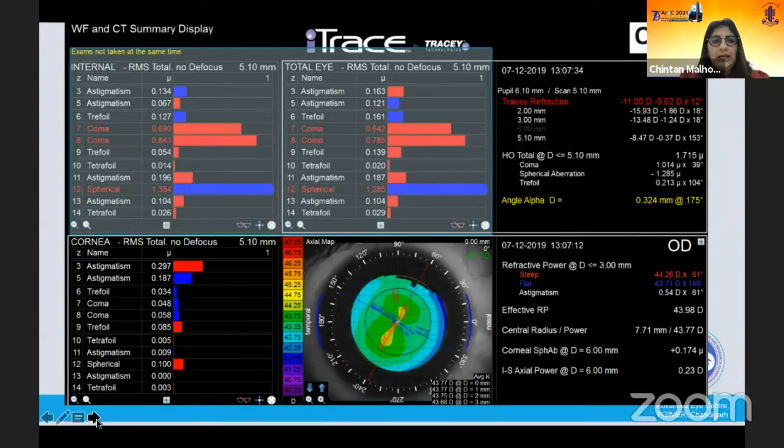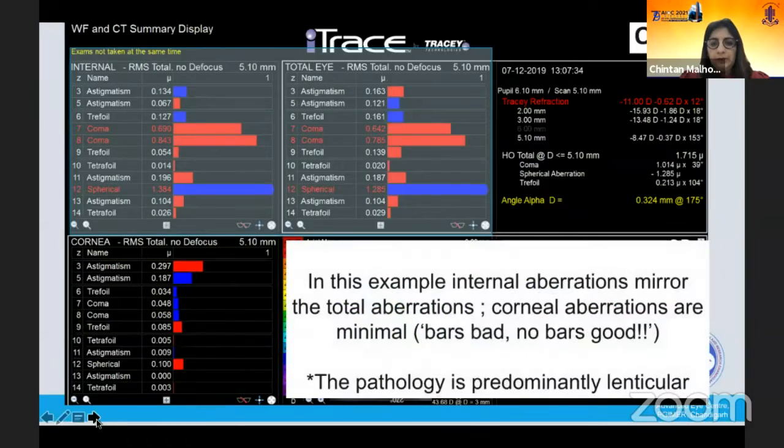For example, in this eye, we see that the internal aberrations mirror the total aberrations, and the corneal aberrations at the lower left-hand of the screen are minimal. So that's a general rule in anything: if you see bars, too many bars are bad, no bars are good. Basically, if you see too many bars, that means there are too many aberrations, and if there are fewer bars, there are fewer aberrations. In this case, since the aberrations are arising mainly from the lens, reflecting that of the total eye, we can say clearly that this is predominantly a lenticular pathology.